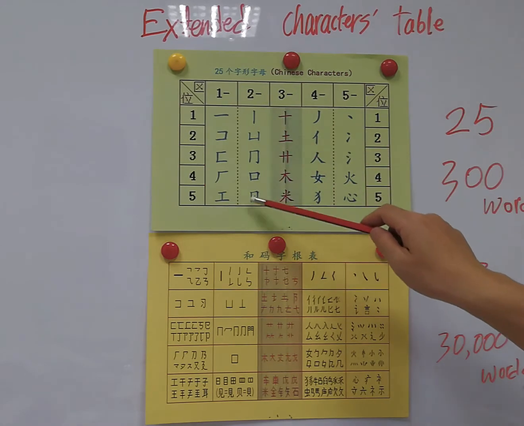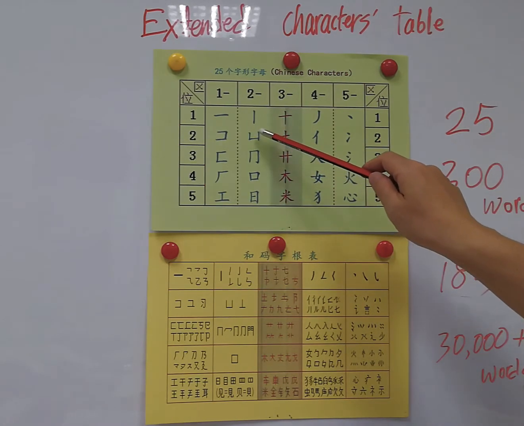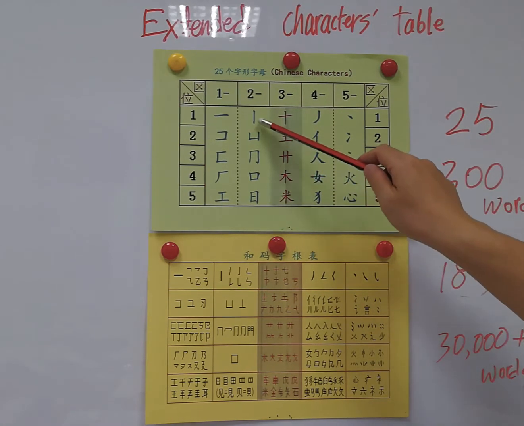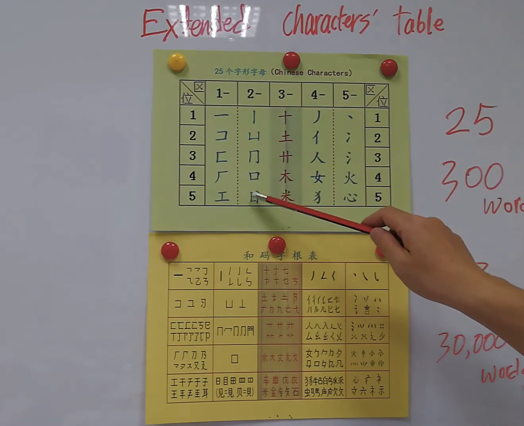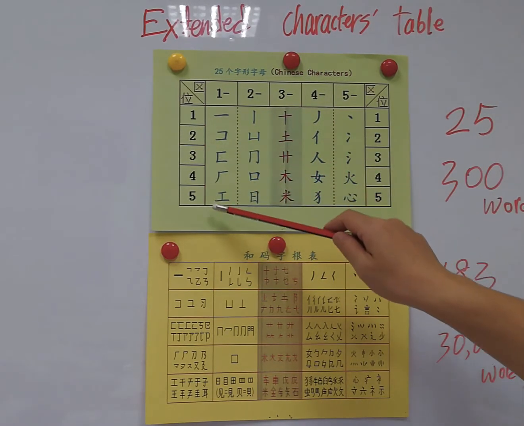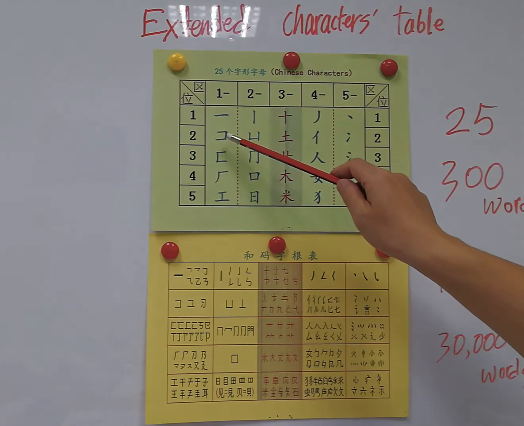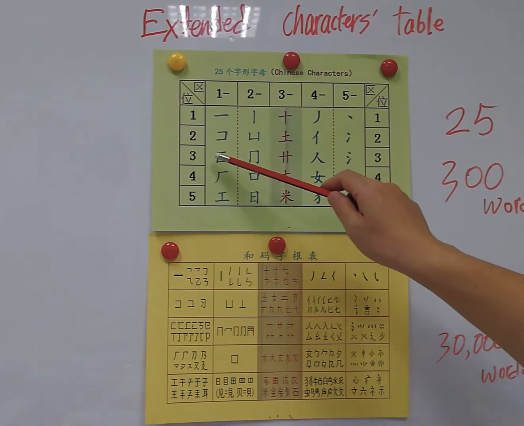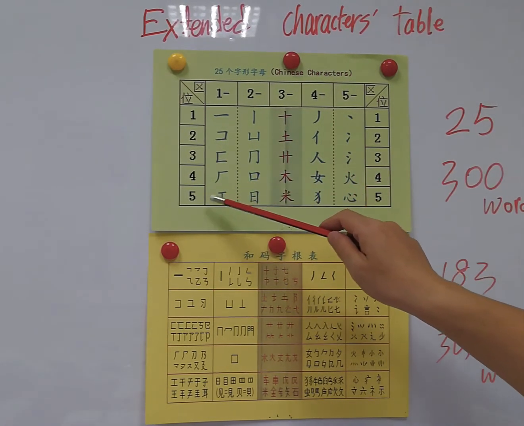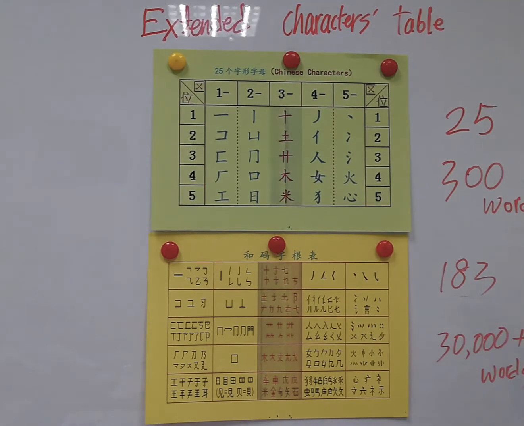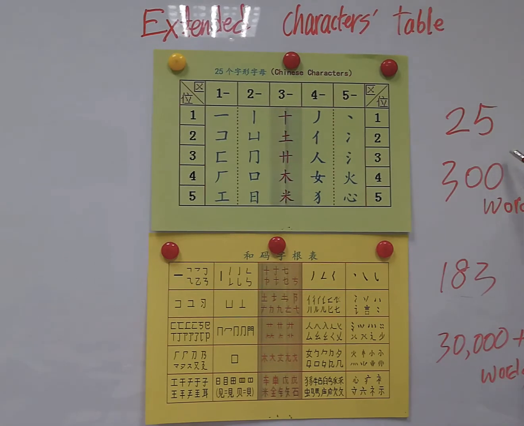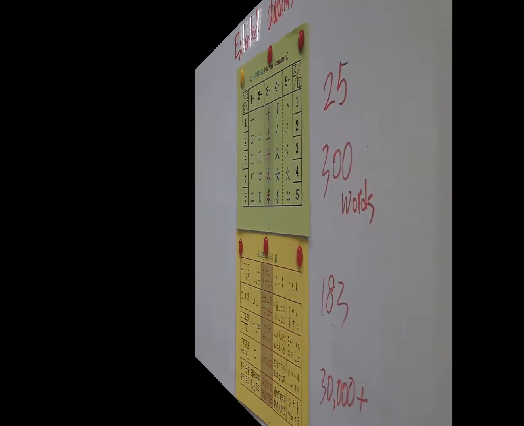These 5 characters are about frames, up frame, down frame, cell frame. These 5 characters are about frame, left frame, right frame, side frame, left frame and right frame put together. These 25 characters compose around 300 Chinese words.